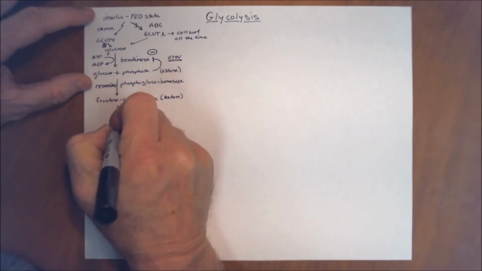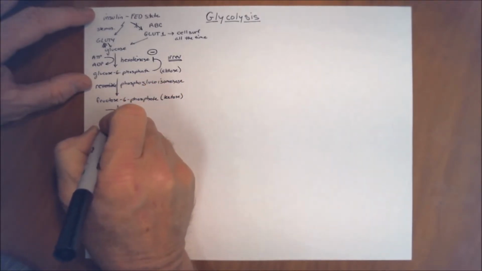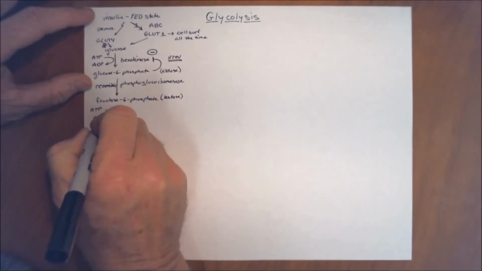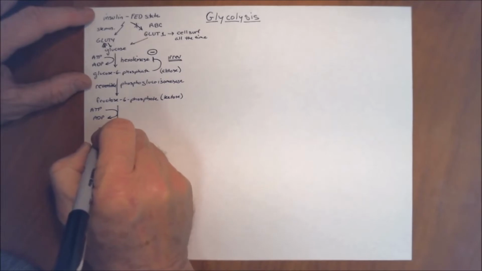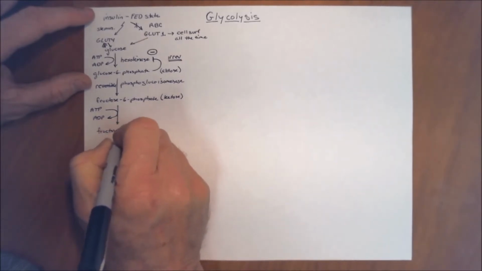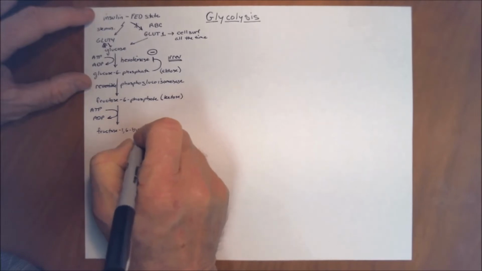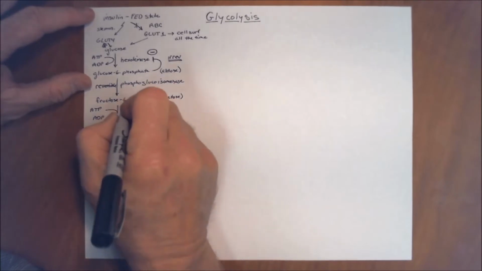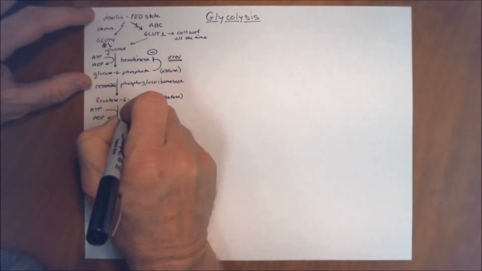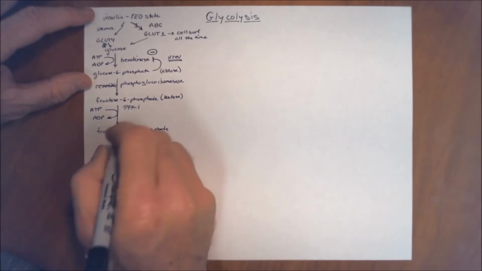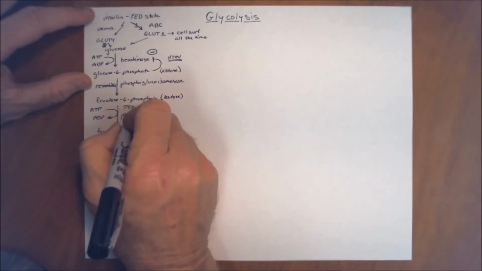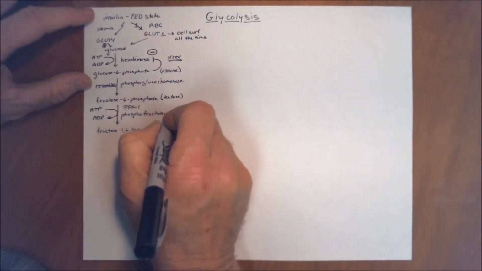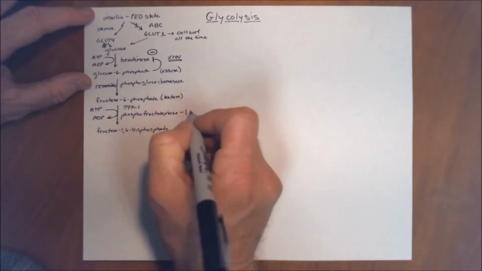The next step in glycolysis is going to be another phosphorylation reaction, part of the preparatory phase. And here again we will use ATP to make fructose 1,6-bisphosphate. The enzyme that does this is abbreviated PFK1. We will be looking at a lot about this enzyme, which is phosphofructokinase 1.